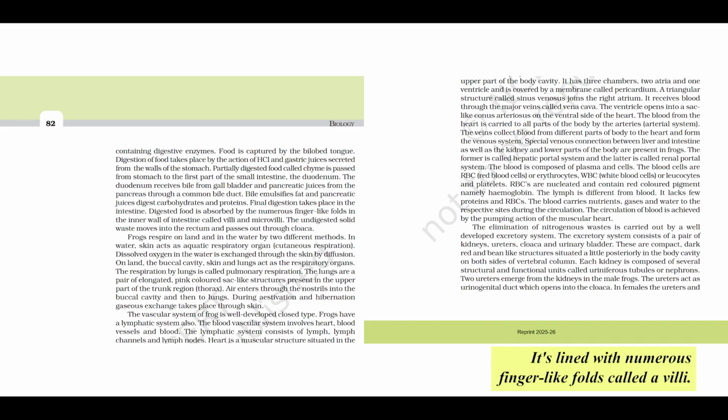It's lined with numerous finger-like folds called villi, and these villi themselves are covered with even tinier microscopic projections called microvilli. This incredible folding system dramatically increases the internal surface area of the intestine, optimizing it for efficient absorption of digested food molecules like amino acids, simple sugars, fatty acids into the bloodstream. Finally, the undigested solid waste moves into the rectum, gets compacted, and then passes out of the body through the common cloaca. It's a remarkably efficient system, perfectly adapted to their diet.